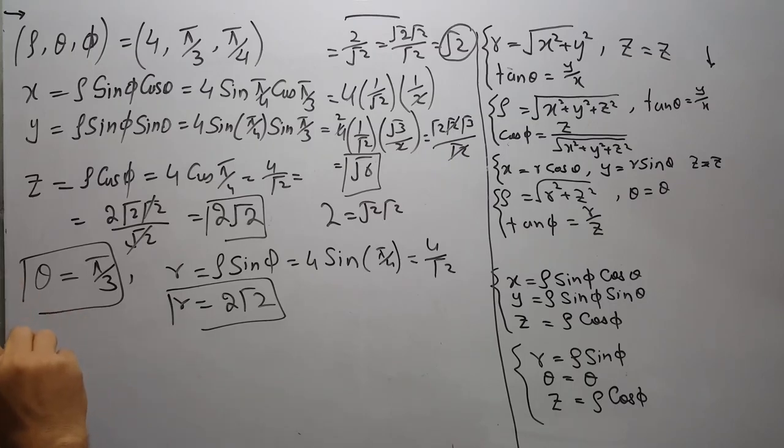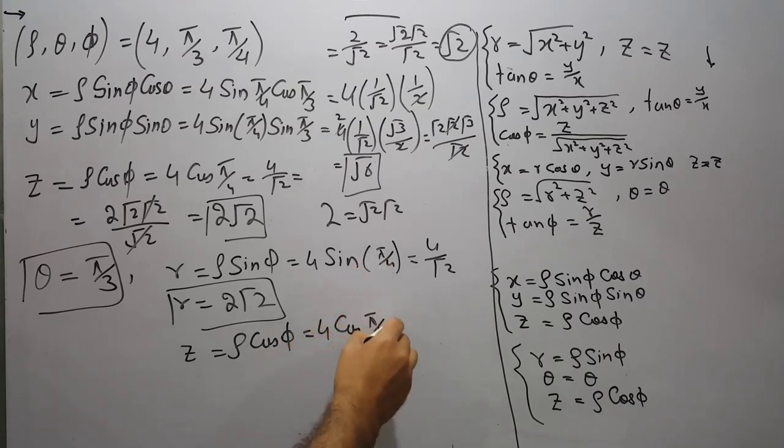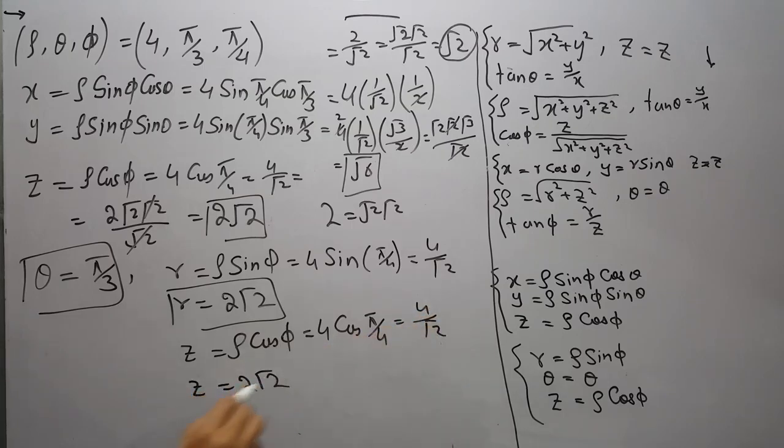In the cylindrical we have r, theta, and z. So z is rho cos phi. Phi is again pi by 4, and it would be exactly the same, because pi by 4 for sine and for cos are the same. So z is also 2 square root 2. So I hope you understand the different systems and how you can transform from one system into another system.